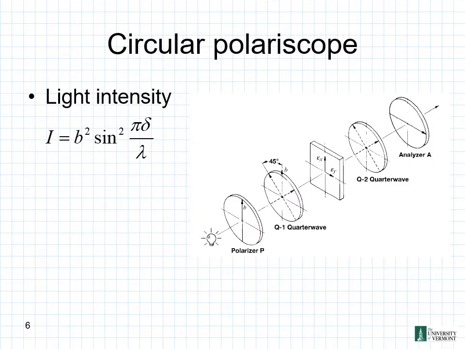Going back to what we saw in the first lab, we have some of the same type of polarizers and quarter wavelength plates, but now for the circular polariscope. We have the basic equation: light intensity is given by I equals b squared times the sine squared of pi delta over lambda.